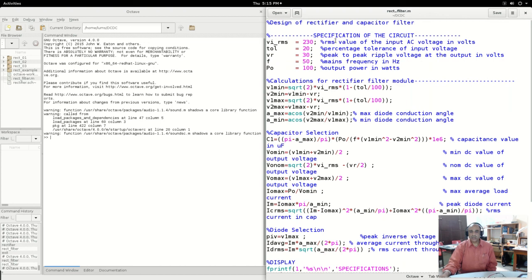So for the specification, what is it? This is where you will change for doing iterations. All these calculations are based on these variables. I have used appropriate variables here because I cannot use subscripts and superscripts. So VI RMS is the input voltage, the tolerance, I have given 20% tolerance. VR is the peak to peak ripple voltage of the output, mains supply frequency, and the power P0.